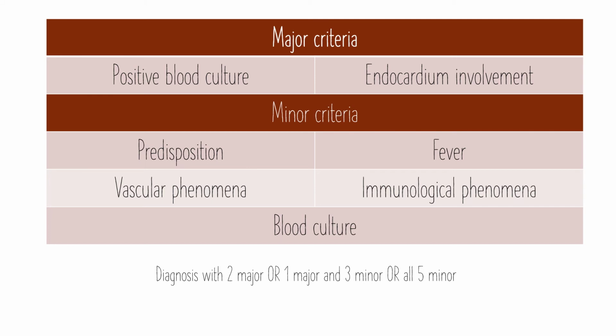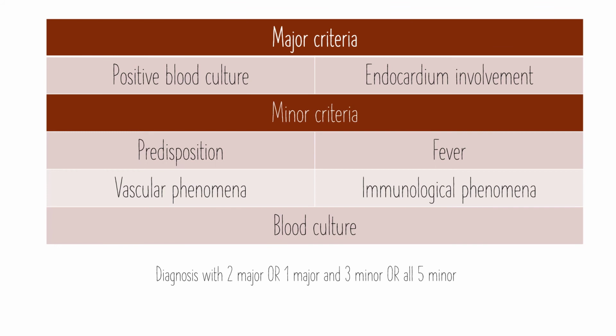Then you need endocardium involvement. This is the second part of the major criteria, and it's a positive echo that shows things like vegetation, abscesses, that sort of thing, or abnormal activity around a prosthetic valve, or paravalvular lesions on a cardiac CT.